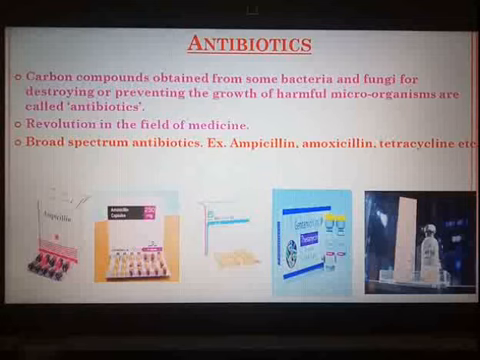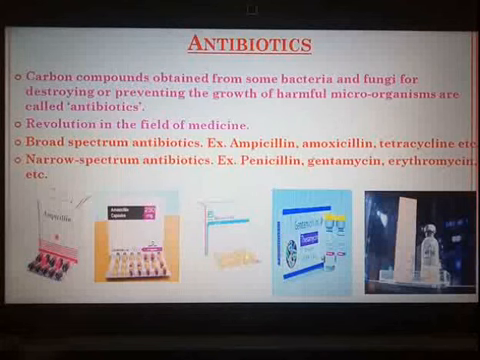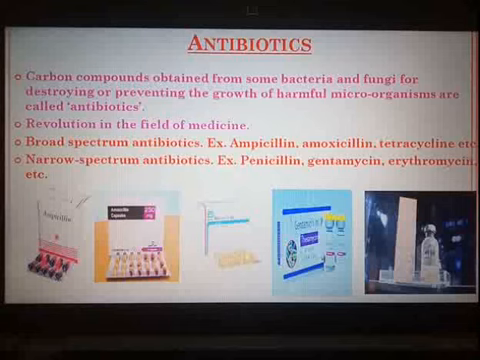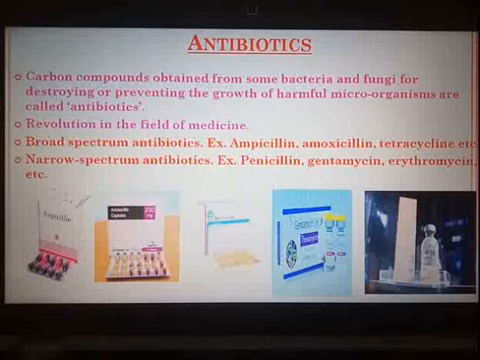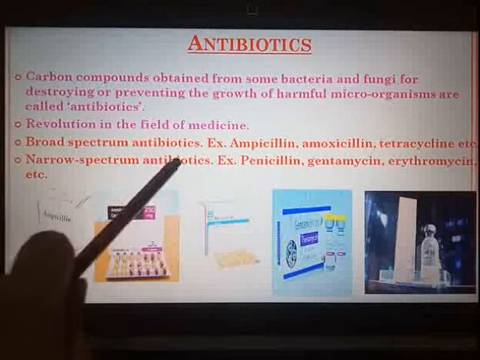The next is narrow spectrum antibiotics. When the pathogen cannot be identified, even though the symptoms of the disease are visible, then broad spectrum antibiotics are used. Means you cannot identify the pathogen, but you can see the symptoms of the disease. Then you can make use of broad spectrum antibiotics. And narrow spectrum antibiotics you can use when a pathogenic microorganism is definitely known to have caused this disease.